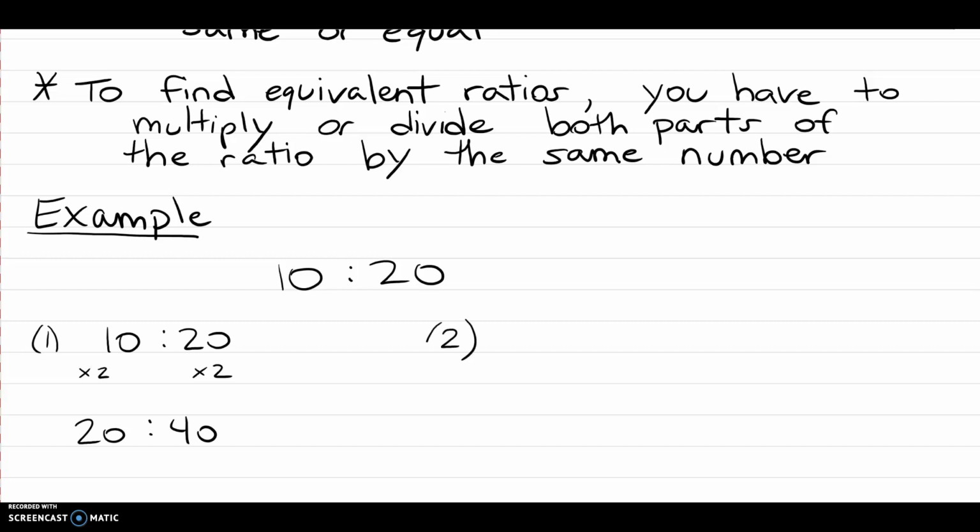I could also find an equivalent ratio by dividing both sides by the same number. So let's say I divided both sides by 5, both pieces of the ratio. An equivalent ratio there would be 2 to 4. So all three of these ratios, 20 to 40, 2 to 4, 10 to 20, these are all equivalent ratios. They all represent the same value. And we found them by either multiplying by the same number to each value or dividing the same number from each value.